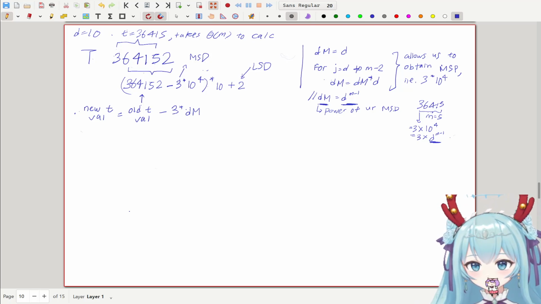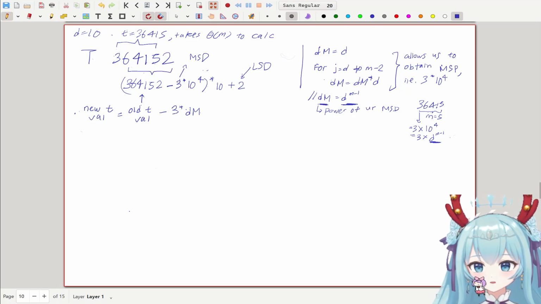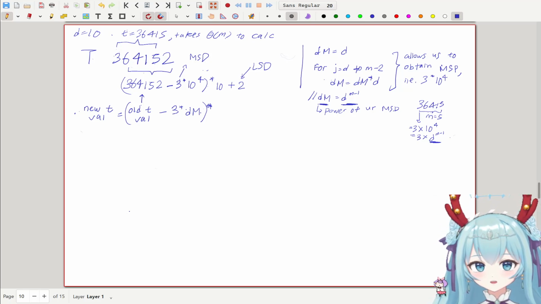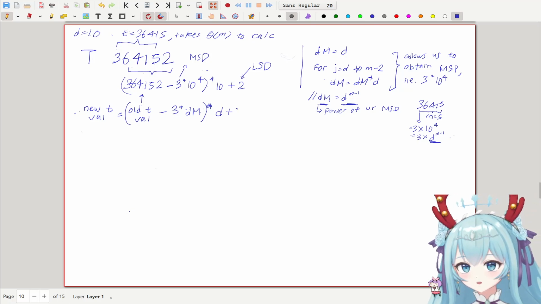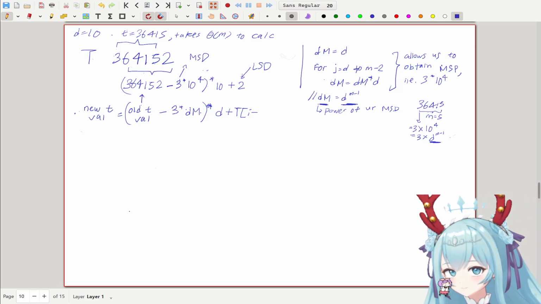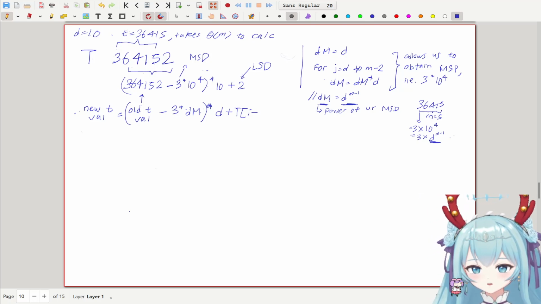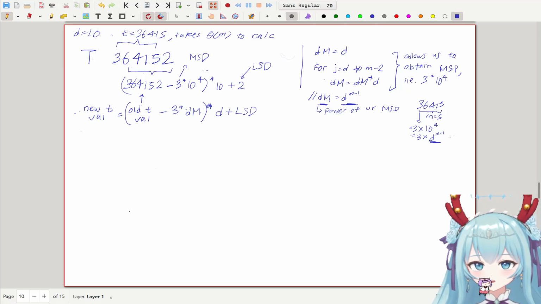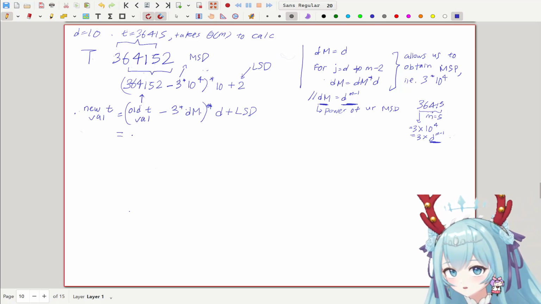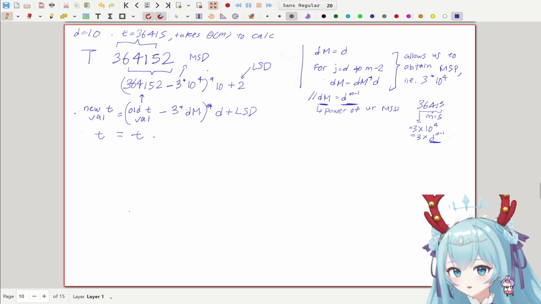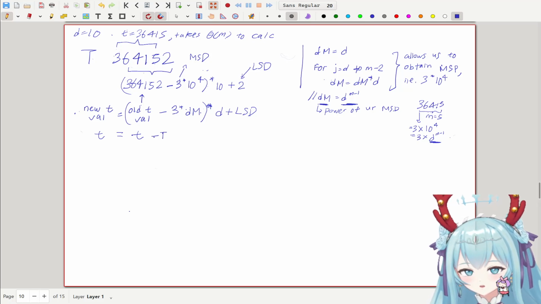And so back to what we were talking about earlier. Here, you just need to put a bracket here, and we'll multiply by d. Then this is adding our least significant digit. And in code, it will be like this. We'll reuse the same t variable. First, we're just updating the value of t.